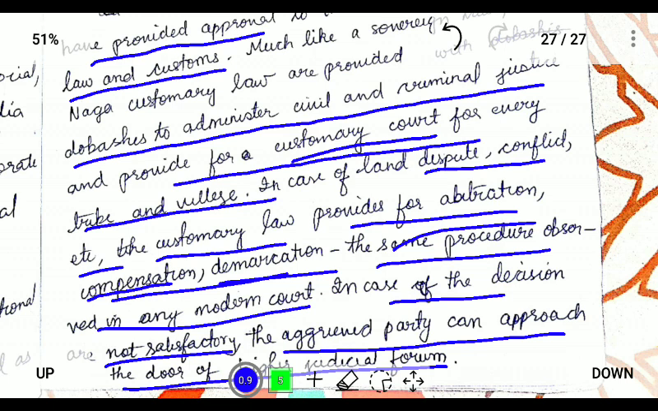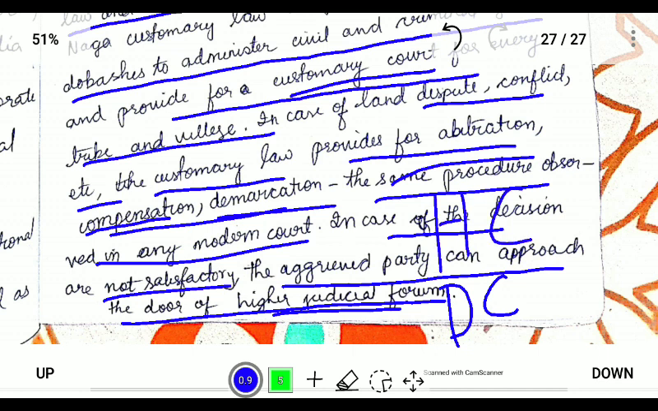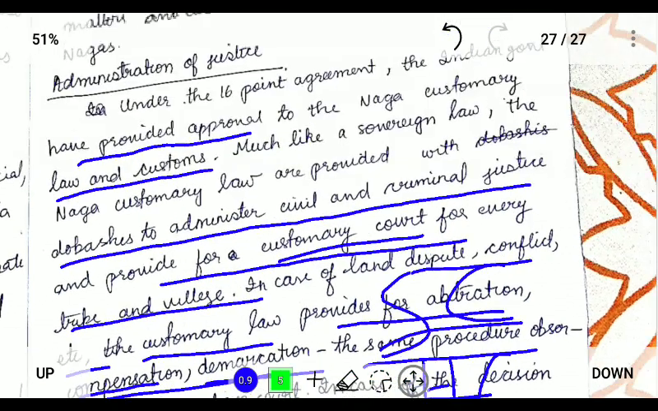And if the parties are not satisfied with the decisions of the customary court regarding any civil or criminal justice, then the aggrieved party can knock the doors of higher forum, that is the district court, and subsequently the higher court, and they can also go to the Supreme Court. So these are the following provisions that are contained in this civil and criminal justice of Nagaland.